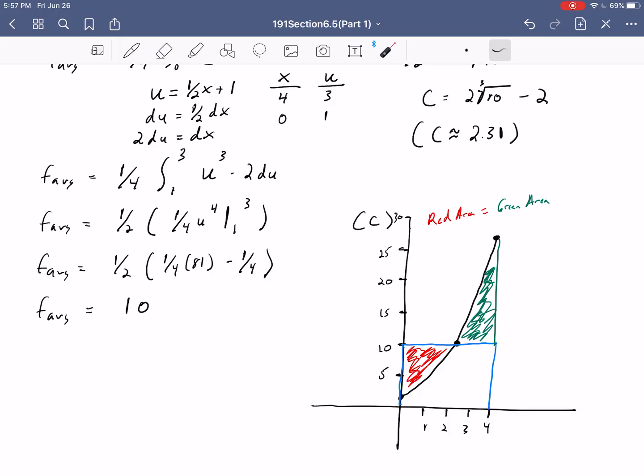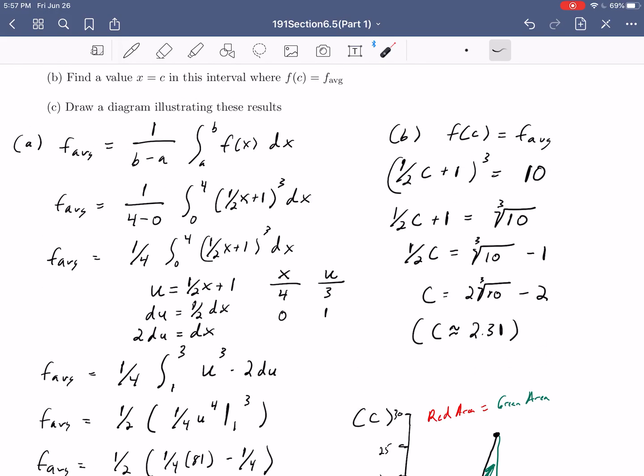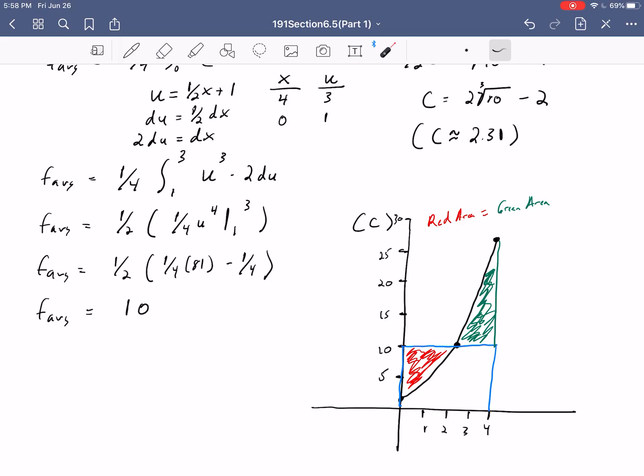So this is a couple of examples for you guys. Hopefully, calculating average value should be pretty straightforward. Finding where you achieve the average value is simply an algebra question. The only thing that maybe takes a little bit of time to get used to is trying to visualize and understand the relation between the area below the average value and above our curve, versus the area above the average value and below our curve, and how the average value is the perfect tipping point where those two areas are equal.